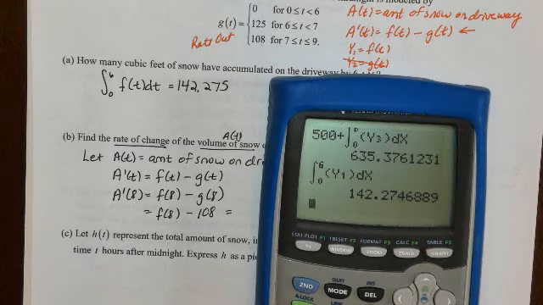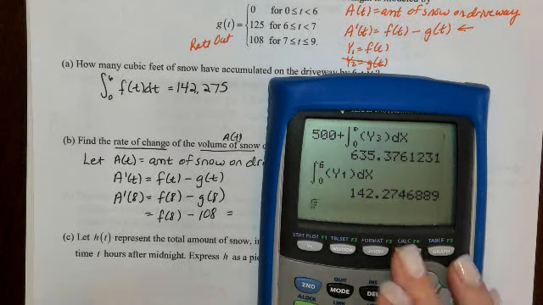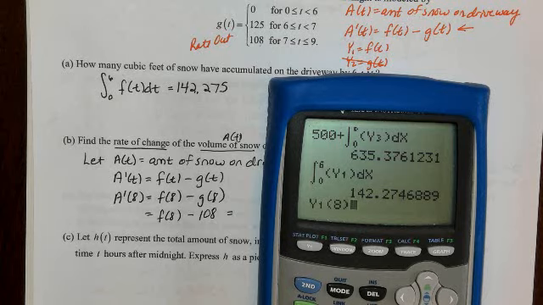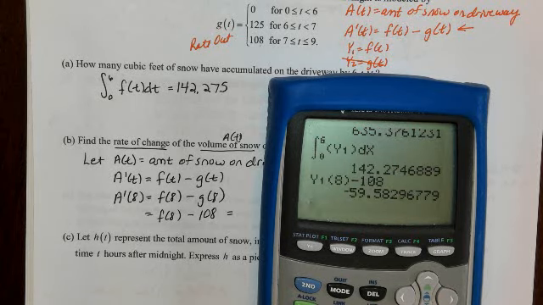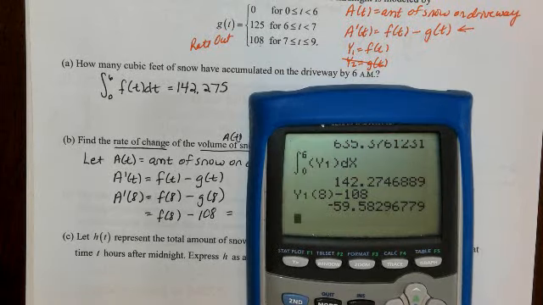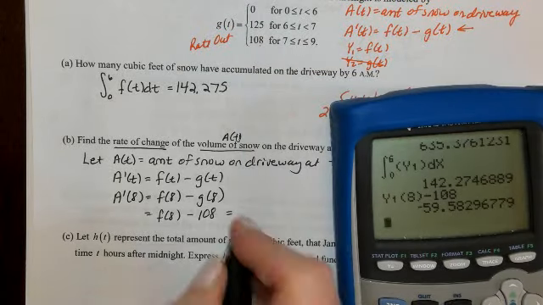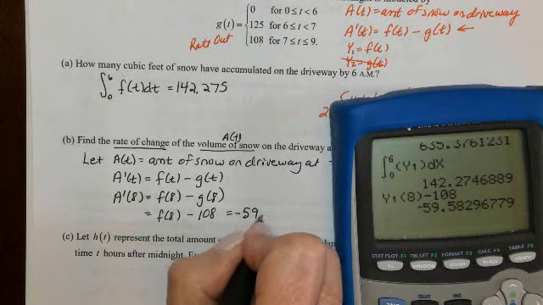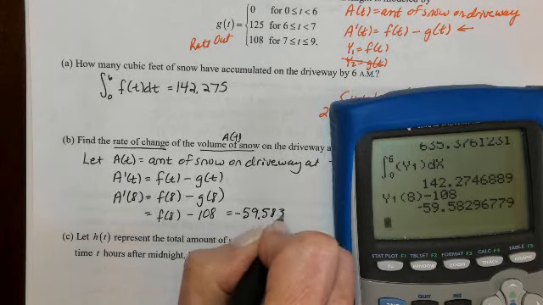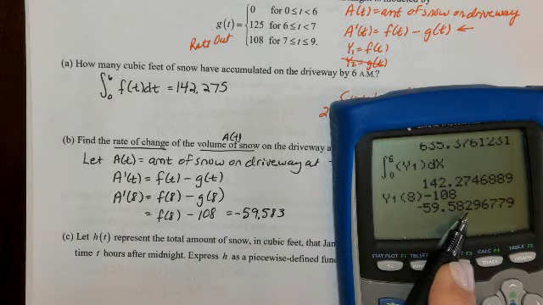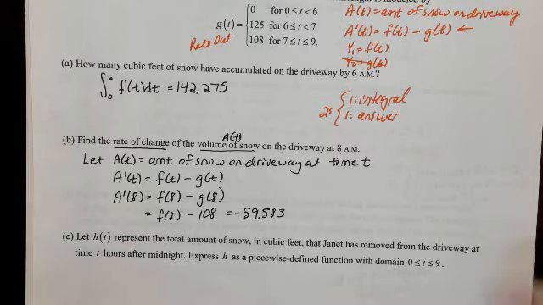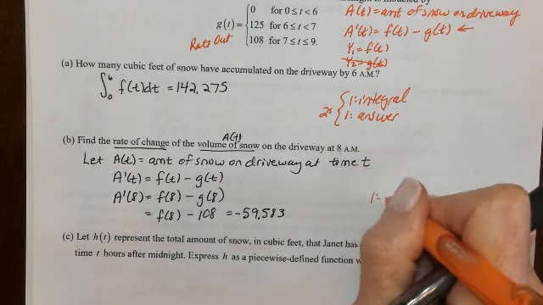And so I need f at 8, that's my y1 at 8, minus 108. So that is the rate of change of the amount of snow on the driveway. So she's shoveling faster than the snow is falling at that point. So negative 59.583. They would also accept 582 back there. This question was worth 1 point just for the answer.